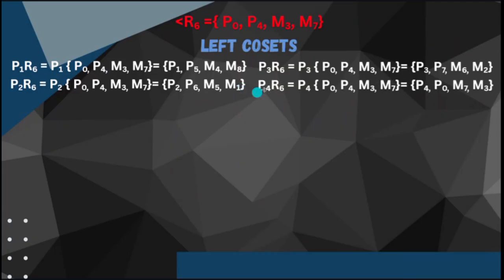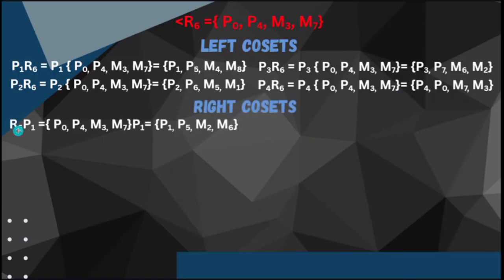For rho sub 4 multiplied by R sub 6, we have rho sub 4, rho sub 0, mu sub 7, and mu sub 3. And the result of these four left cosets contains all the elements of our group. Next are the right cosets.